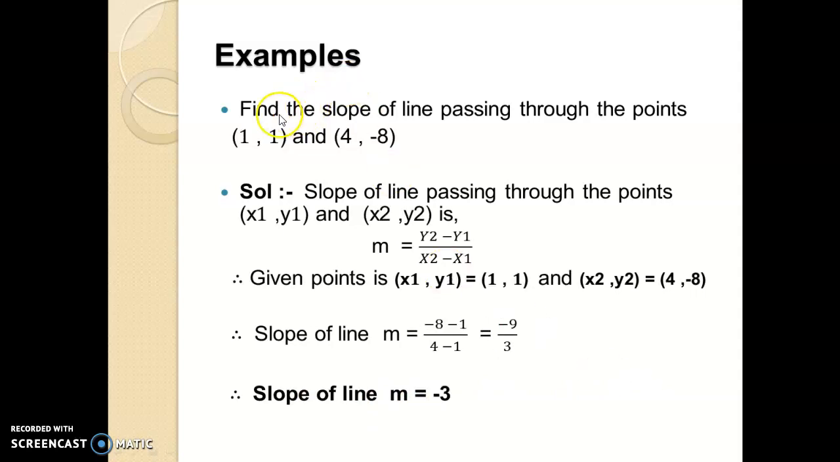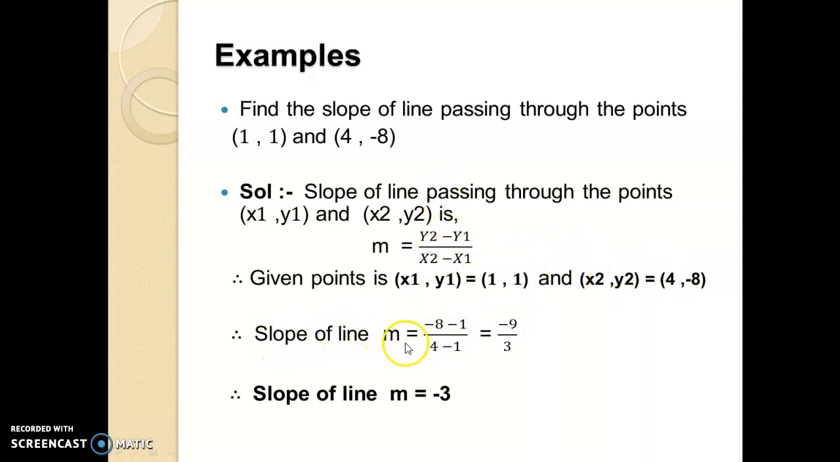Next example: find the slope of the line passing through the points. The first point is (1, 1). The second point is (4, minus 8). Let us see the solution. The slope of the line passing through the points (x1, y1) and (x2, y2) is m equals (y2 minus y1) upon (x2 minus x1). So comparing with the given points, (x1, y1) equals (1, 1), and (x2, y2) equals (4, minus 8). Put these values in the above formula.